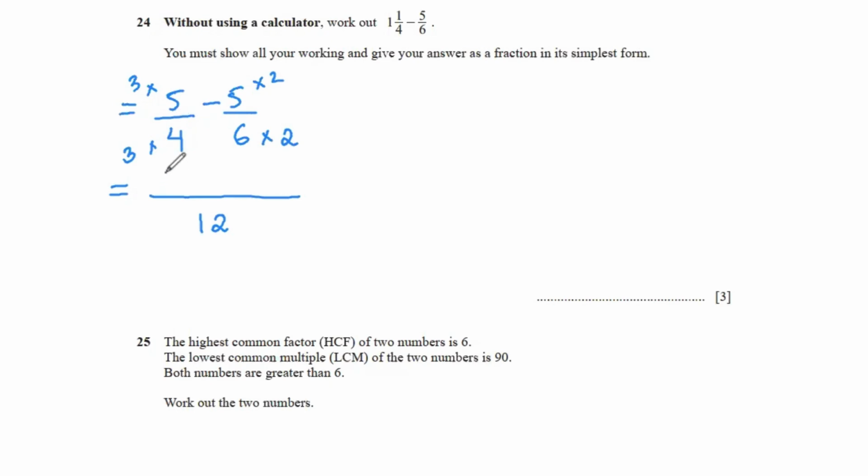So numerator will now be 15 minus 10, which is 5 over 12. This is our fraction in simplest form. We cannot further simplify these numbers.